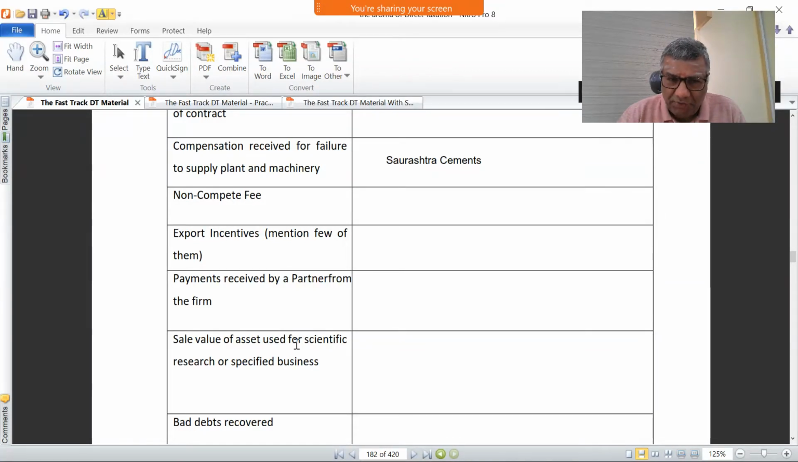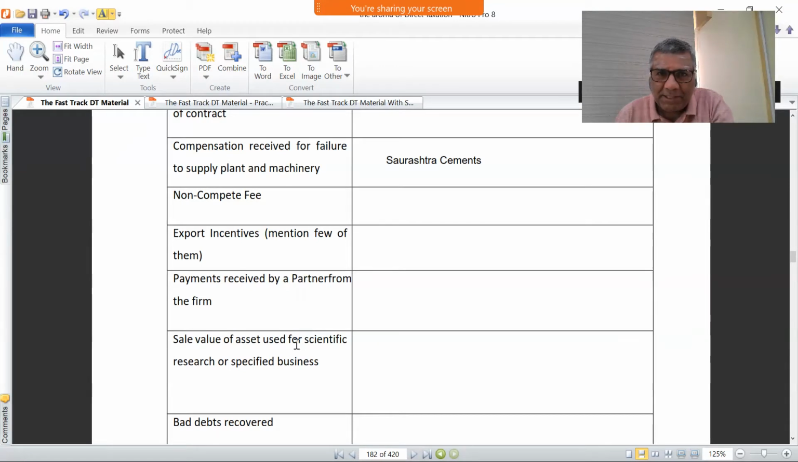Sale value of asset used for scientific research or specified business is income. Section 41, deemed income. If the sale value exceeds the original cost, that excess alone is capital gains, because whatever was claimed earlier and now recovered is only income.